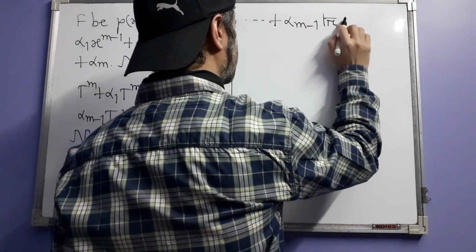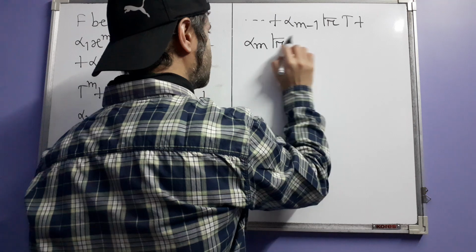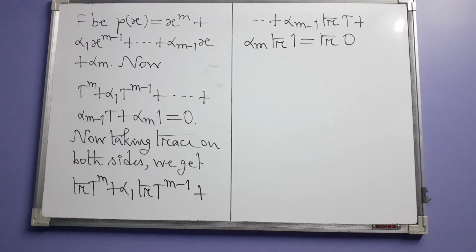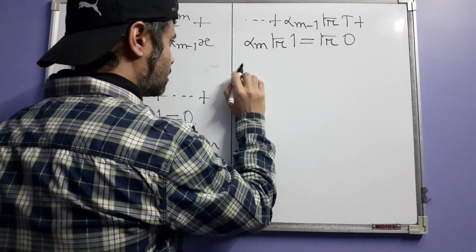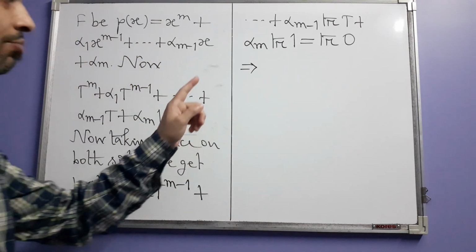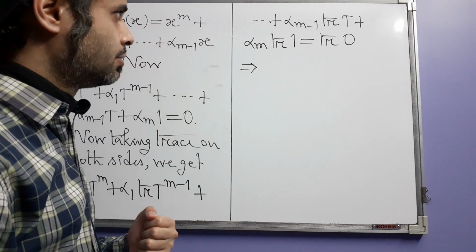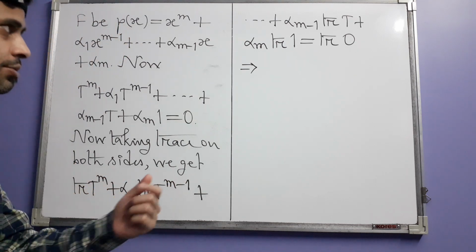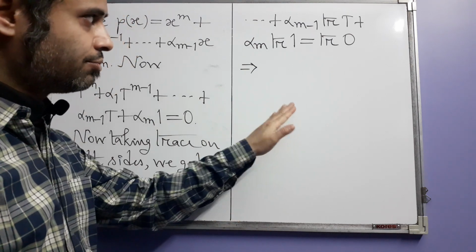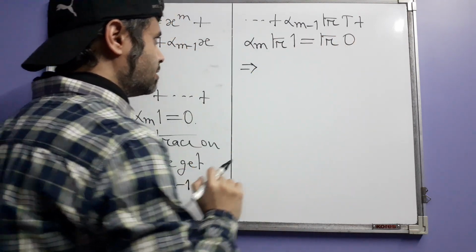Alpha m minus 1 times trace of T plus alpha m times trace of 1 equal to trace of 0. Now this will imply what? Now we are going to use the fact that the traces of all these positive integral powers of T are equal to 0 because that is the hypothesis. That means these terms are going to be 0. 0 what? Not necessarily real number, I mean the field element 0, 0 of the field F. So these terms won't really give us anything.